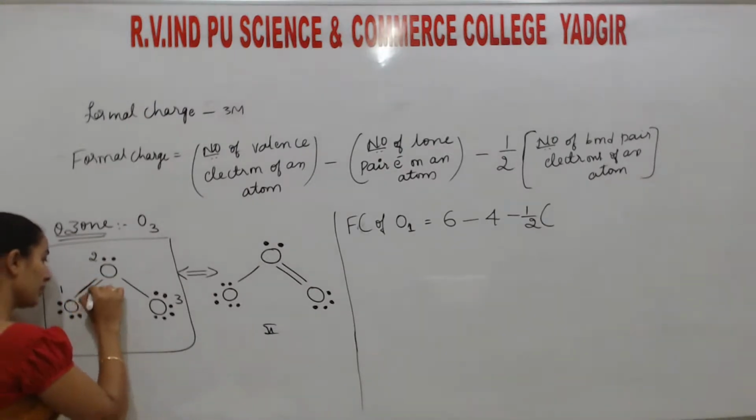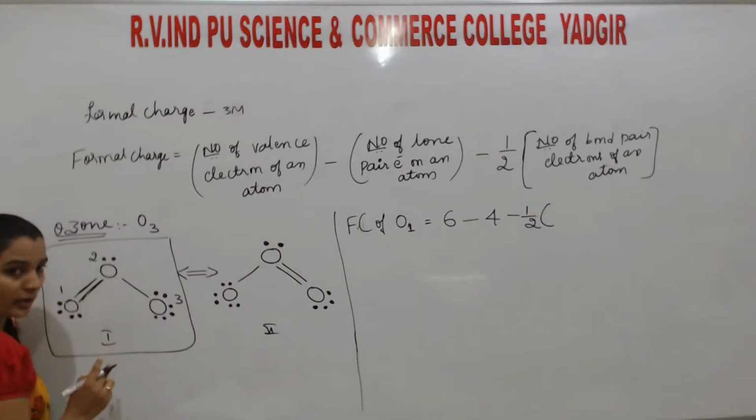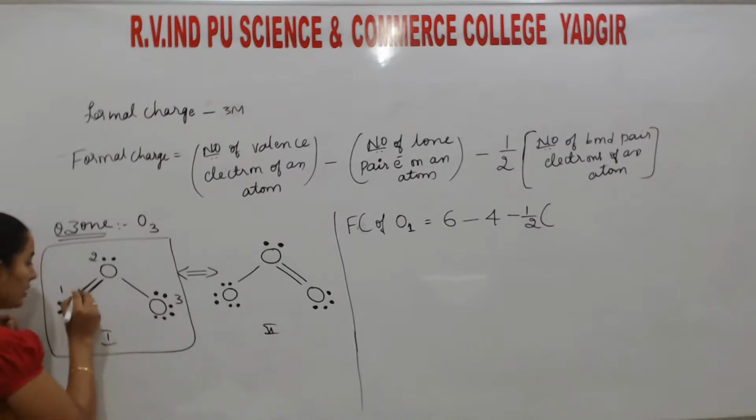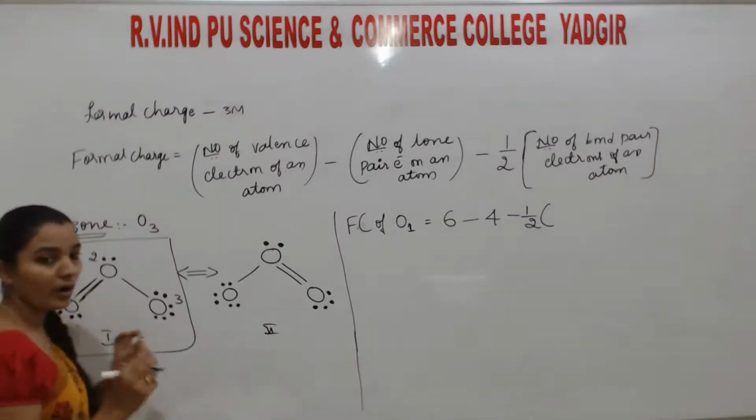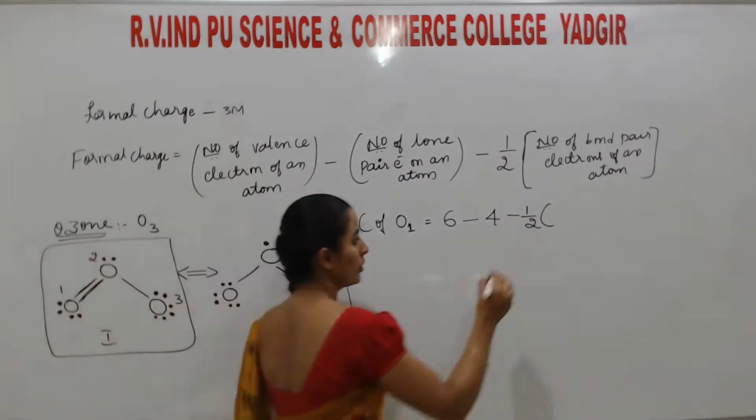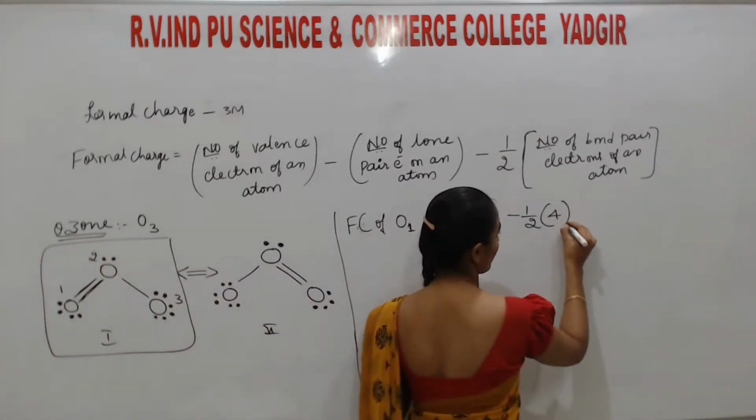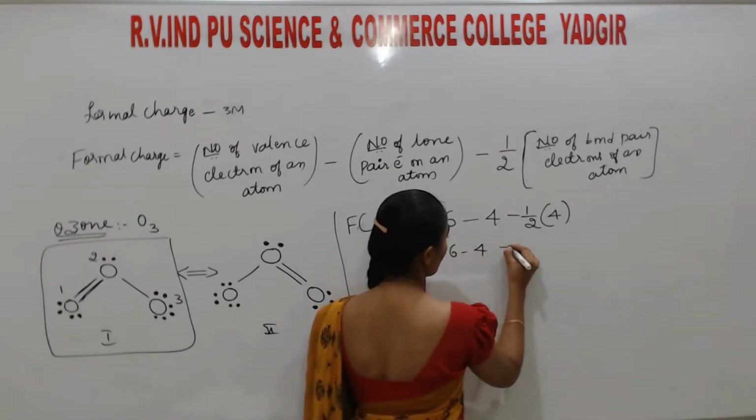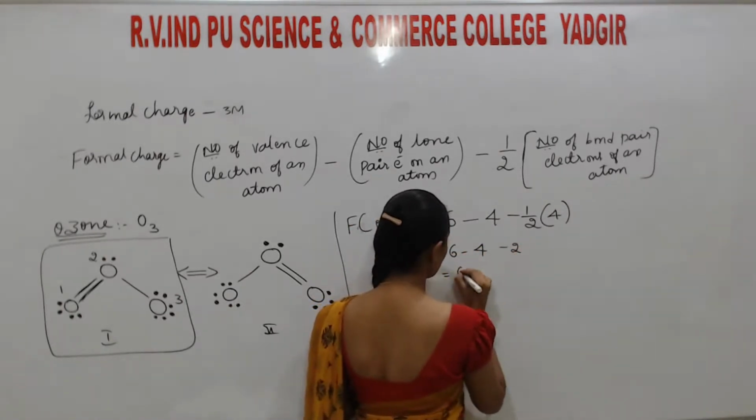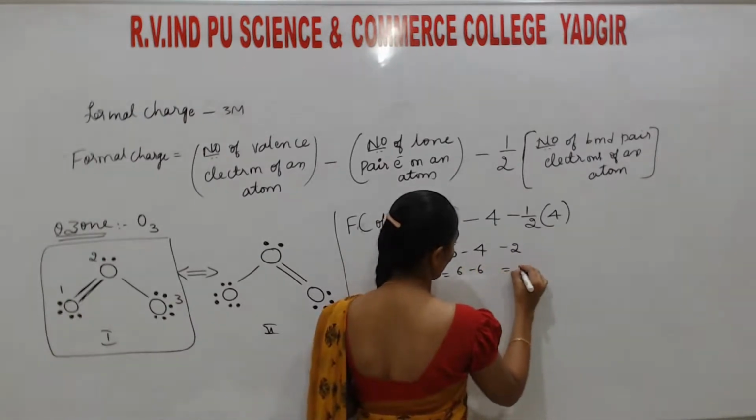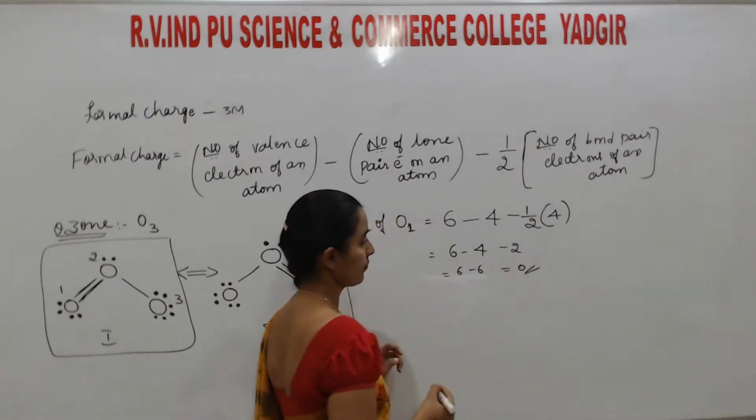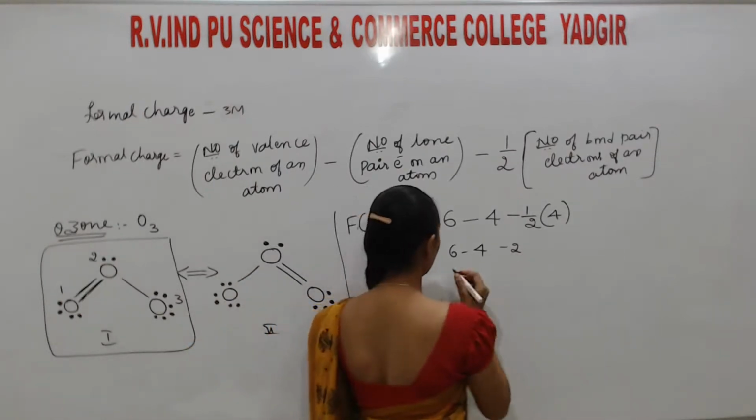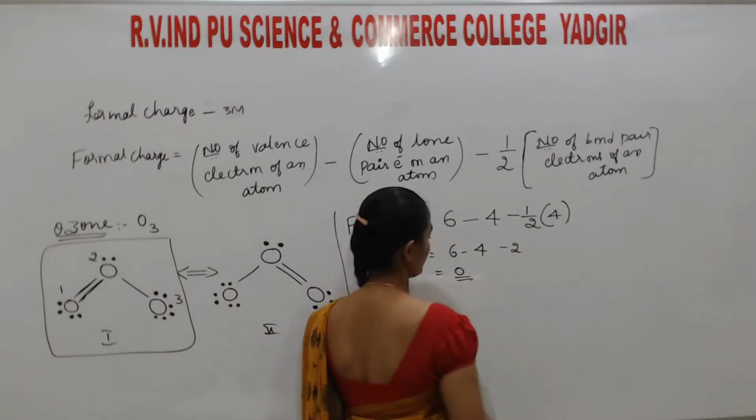There are 2 bonds. 2 bonds are formed, so each bond has 2 electrons to form a bond, that is 4. If there is one bond, then two electrons are needed. So this is 4. So now it is 6 minus 4 minus 2. So that is 6 minus 6, which is equal to 0. And you can directly write 0 here.